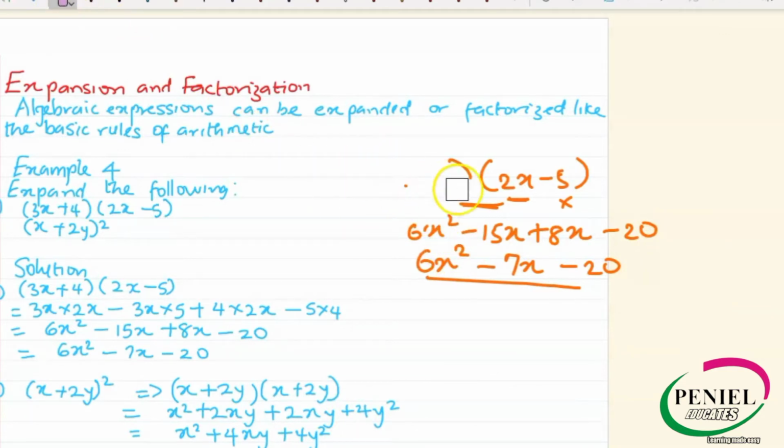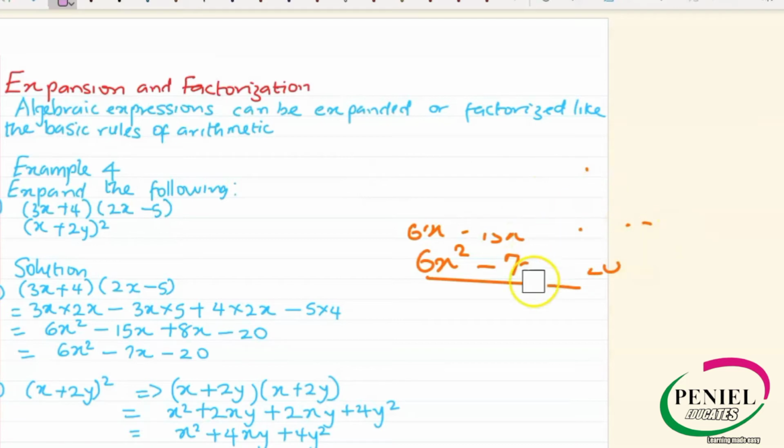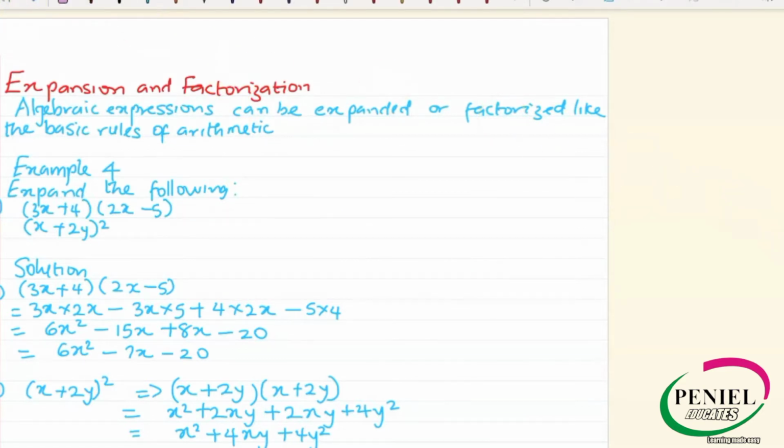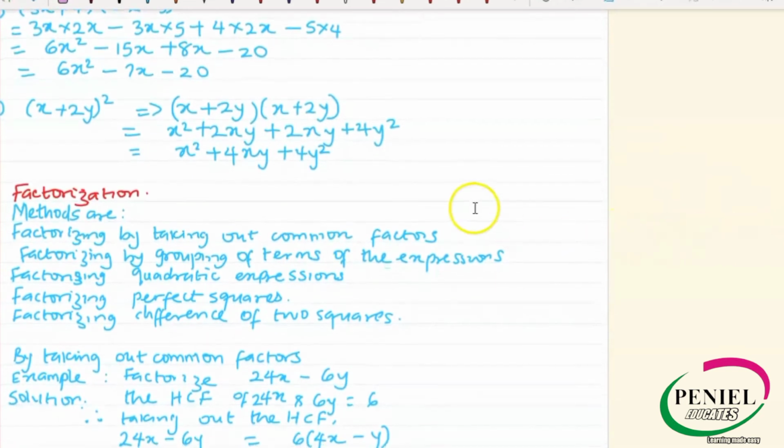All right, so we'll also look at the factorization. In this particular one, we'll be looking at how we can factorize by taking out common factors. We'll also look at how we can factorize by grouping of terms of the expressions. We'll also look at how we can factorize quadratic expressions, and we'll look at factorizing perfect squares, and finally we'll also check how we can factorize difference of two squares.